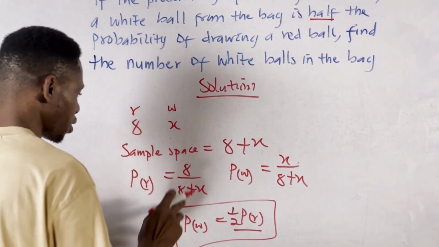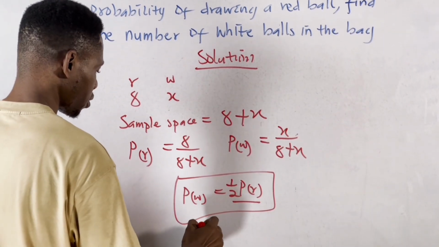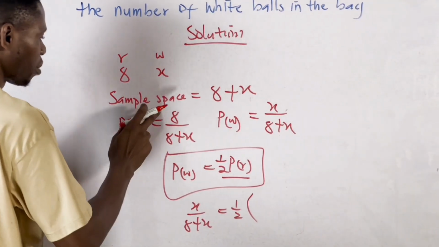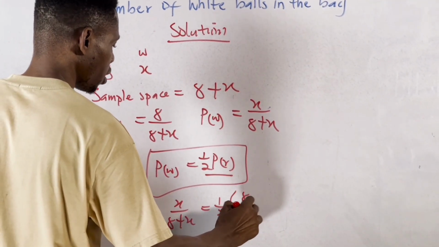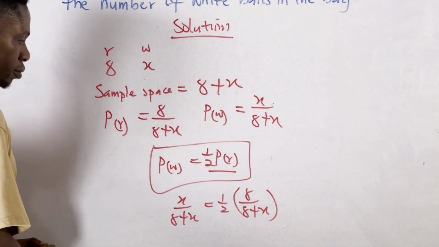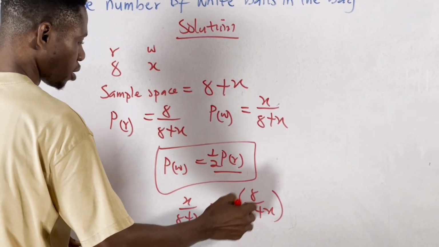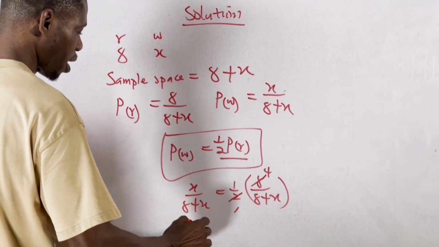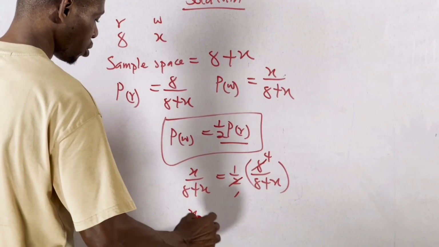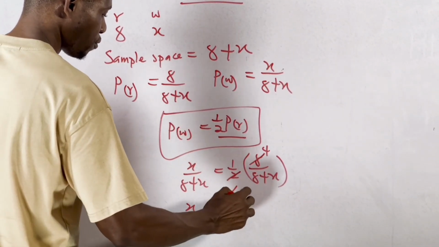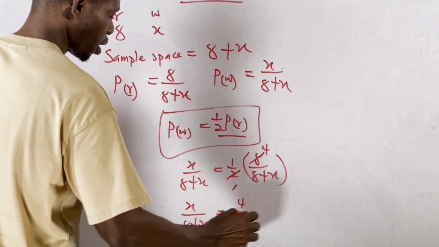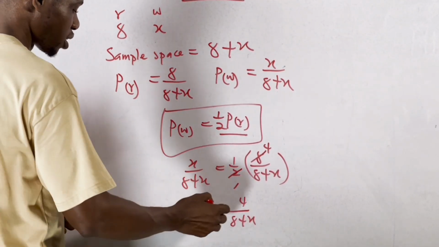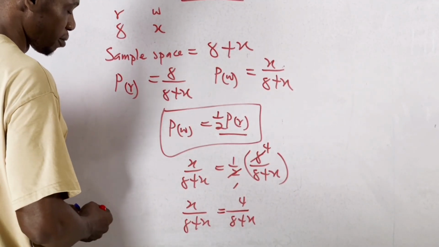So if it does, probability of picking white, which is x over 8 plus x, will be half probability of picking red, which is 8 over 8 plus x. Okay, so this 2 here can cancel, 2 here, 4. So what we'll have is x over 8 plus x equal to 4 over 8 plus x. Okay, for me I'll just cancel the 8 plus x, so x equals 4.